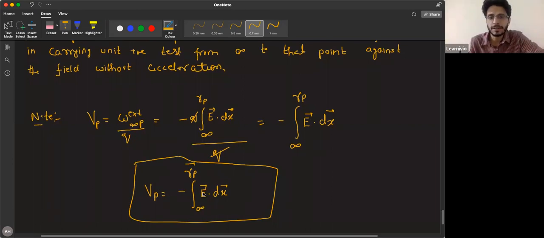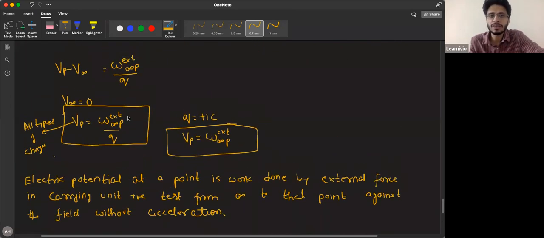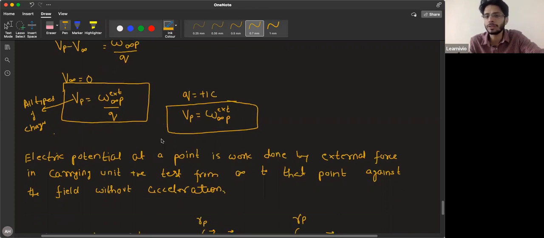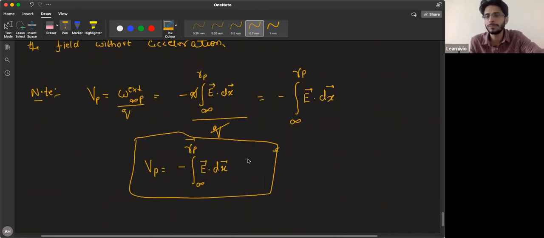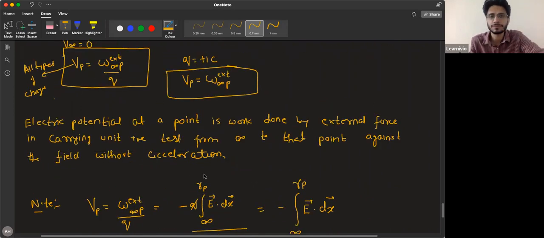So that's the direct relation between potential and field. If you know field, you can calculate potential. Just integrate field with a negative sign, you will get potential. But NCERT does not use this expression in derivation. For derivation, NCERT first calculates work done, then divides that work done by charge, and you get the value of potential. Otherwise, this would be easier: you take field, integrate field, and you will get potential.